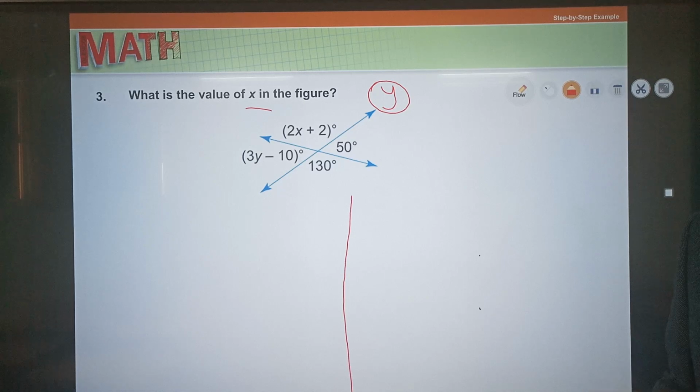I will give you 1 minute to think about what we have here. We have here the vertical opposite angles. What does vertical opposite angle mean? Try to think how we can find the measure of angle x and how we can find the measure of angle y. 1 minute, and after that we'll discuss.